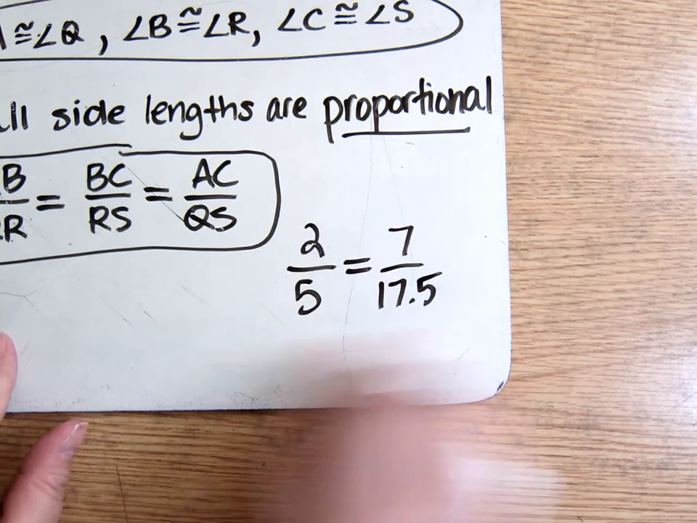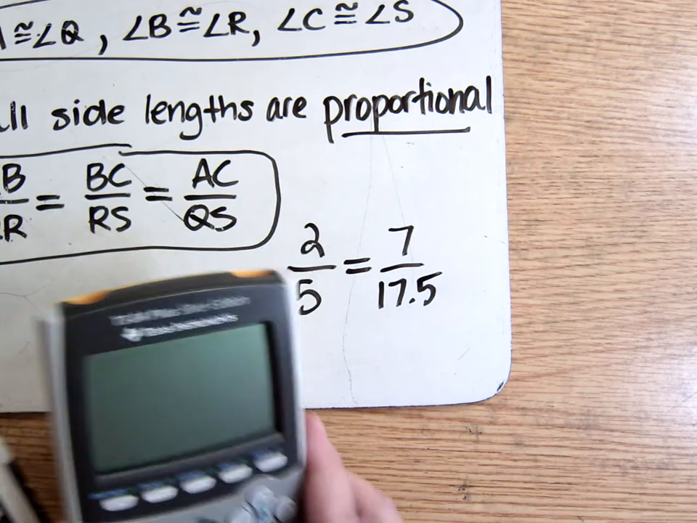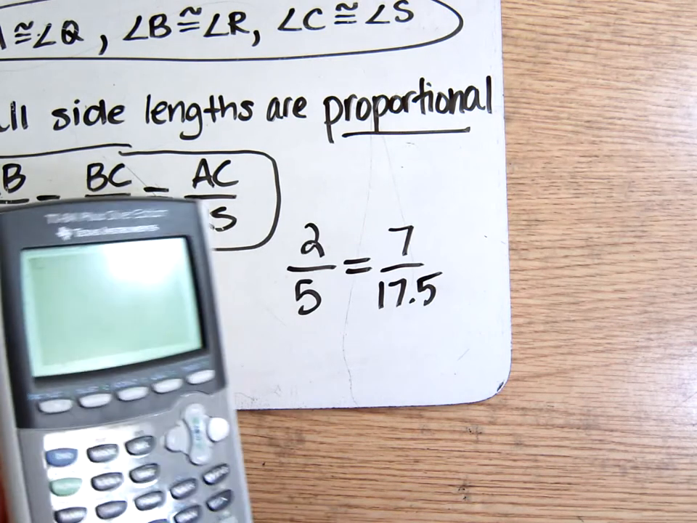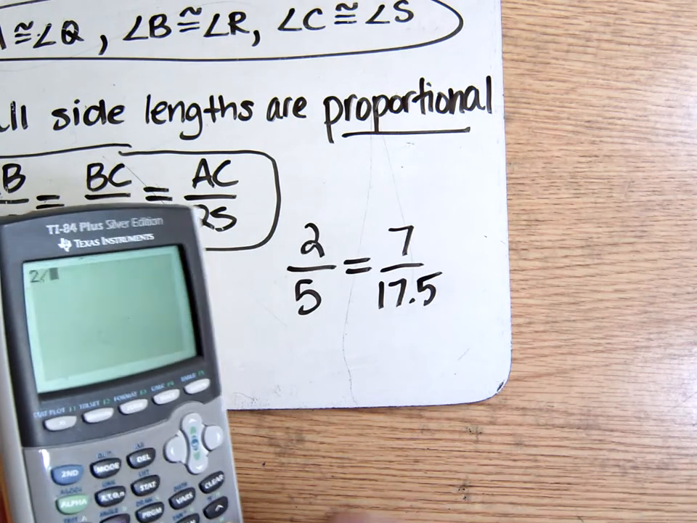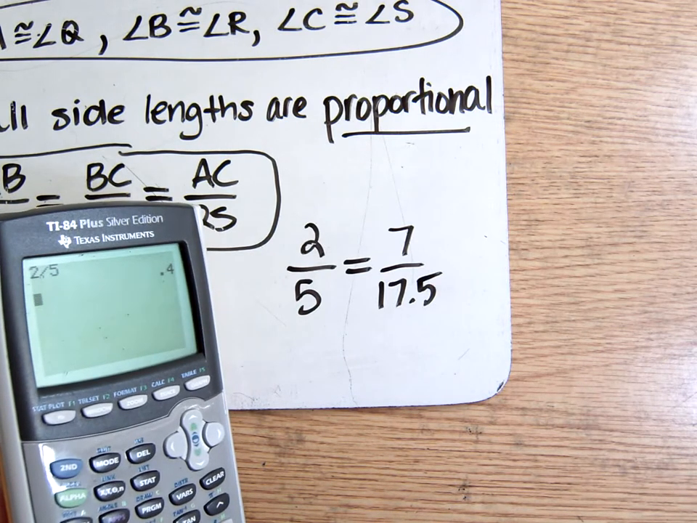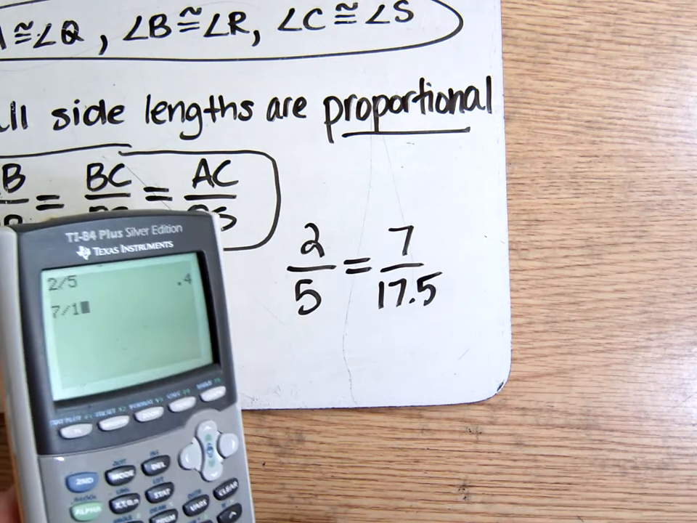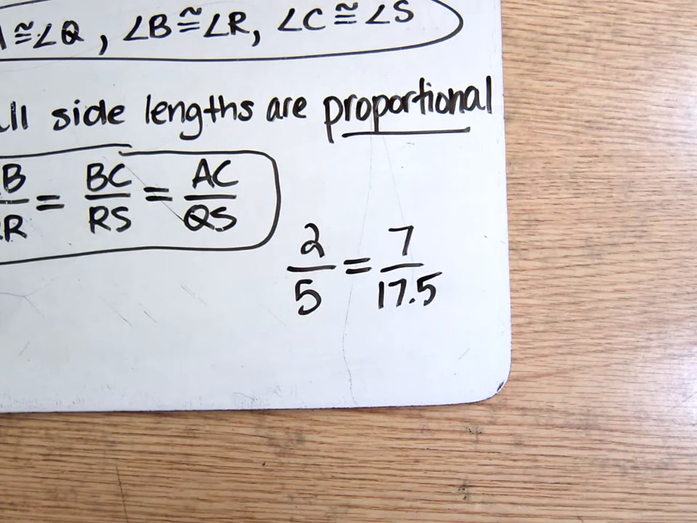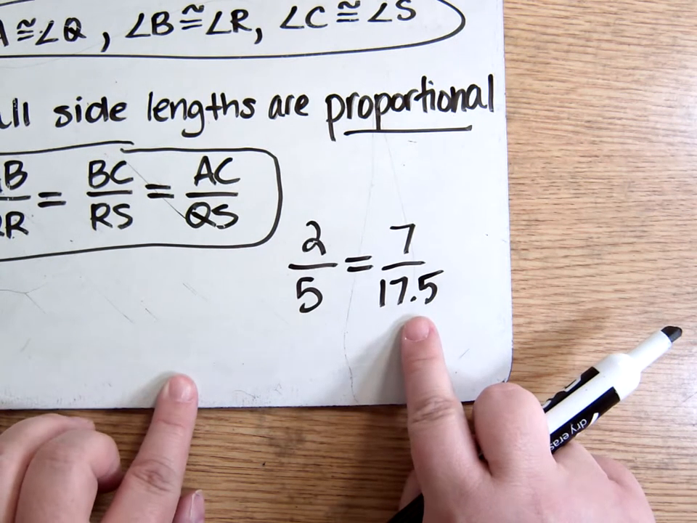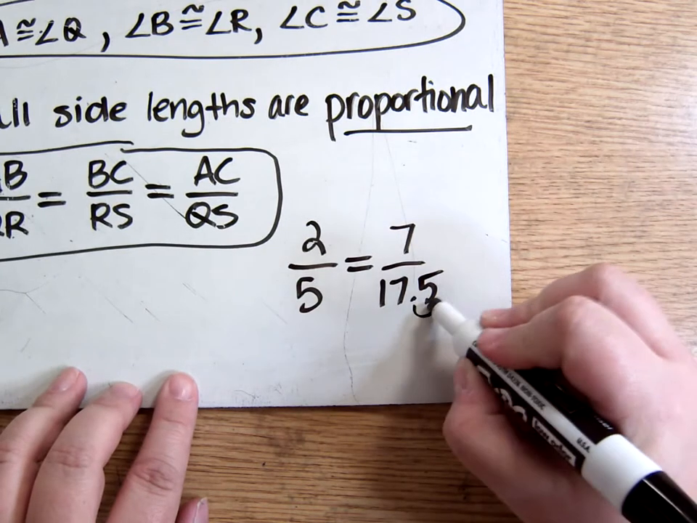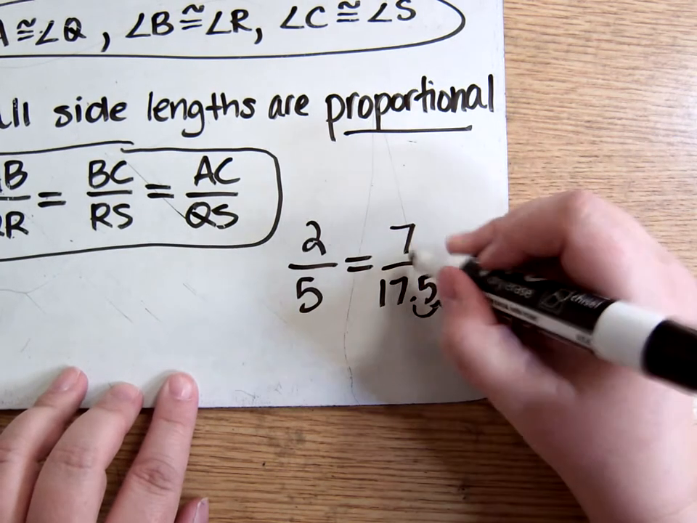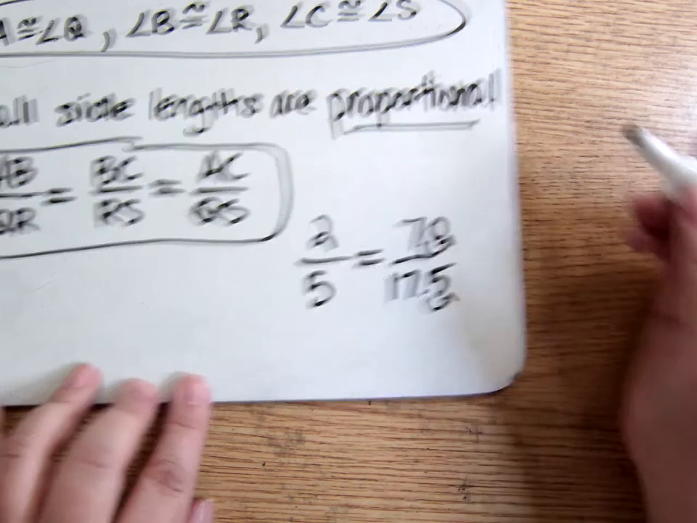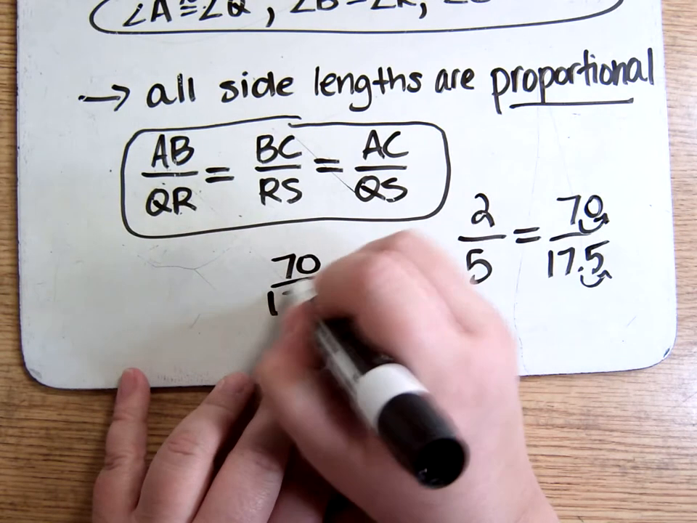Another way is to change them both to a decimal. So if I go to my calculator and I divide 2 divided by 5, or use a fraction button, and I divide 7 divided by 17.5, I get 0.4 both ways. So yes, they're proportional. And a final way would be to reduce each one to a simplified fraction. Remember, if you have a decimal and you need to reduce, you have to get the decimal to move out. And if I move it one space to the right in the denominator, that moves it one space to the right in the numerator. So I'm simplifying 70 over 175.